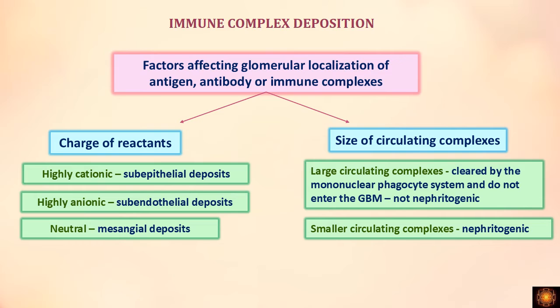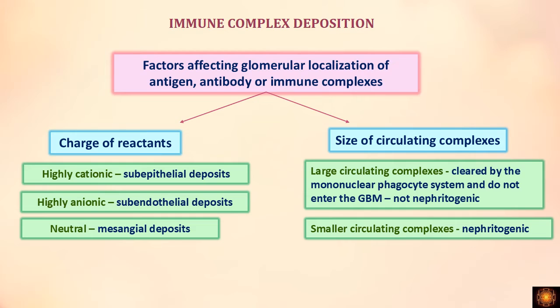Now that was about the immune complexes, how they are formed. Now what are the factors which affect the glomerular localization? So glomerular localization of the immune complexes, antigens or antibody depends upon the size and the charge. As for the size of the circulating immune complexes, if they are very large, they may not reach the glomeruli itself, but they can be removed by the mononuclear phagocyte system. And if they are smaller immune complexes, they reach the kidney and they are nephritogenic. Whereas when we see the charge of the reactants, if they are highly cationic, they form subepithelial deposits. If they are highly anionic, they form subendothelial deposits. And if they are neutral, they form the mesangial deposits.